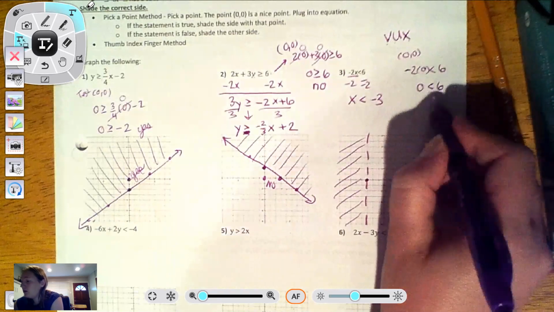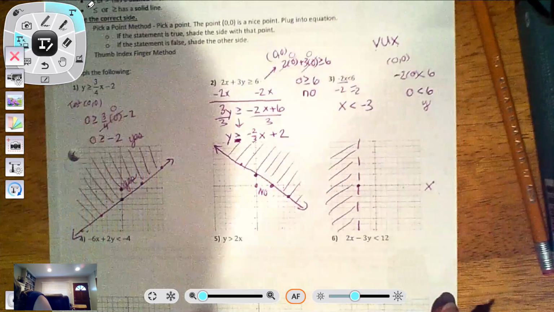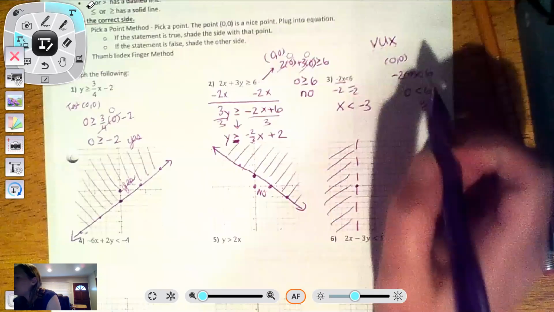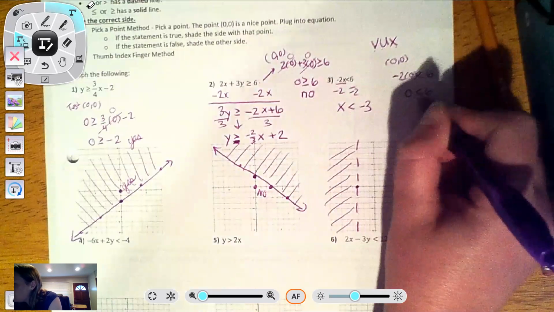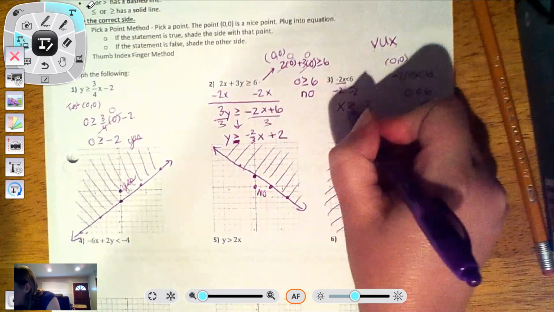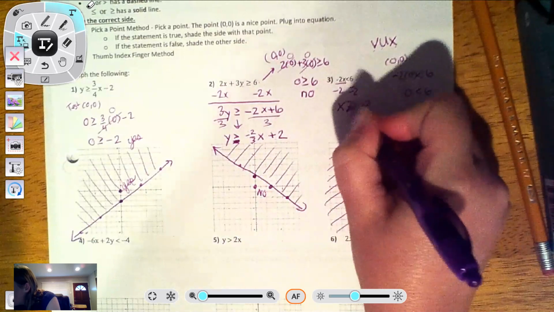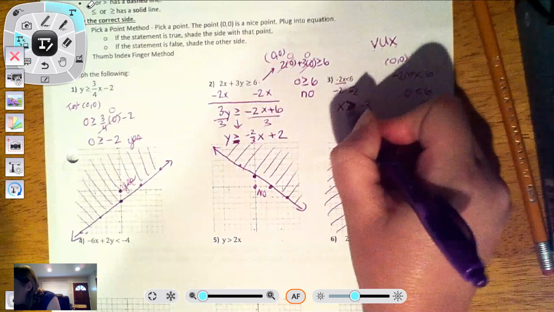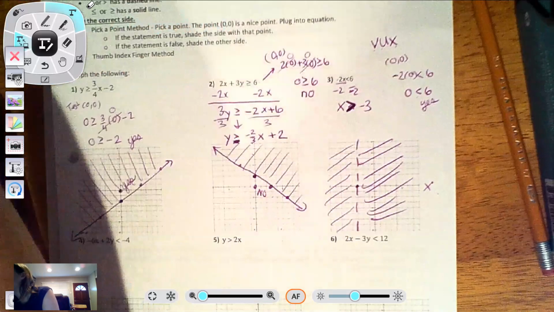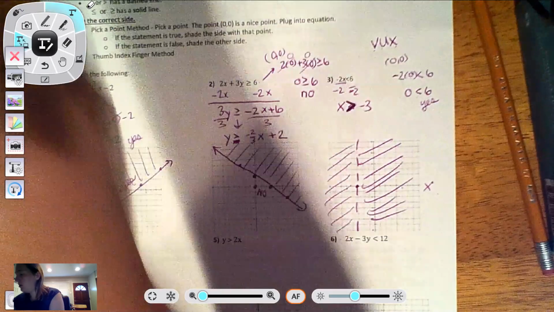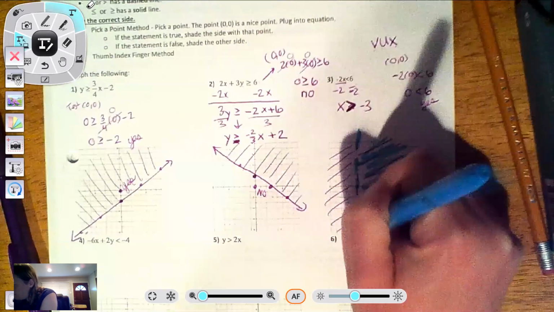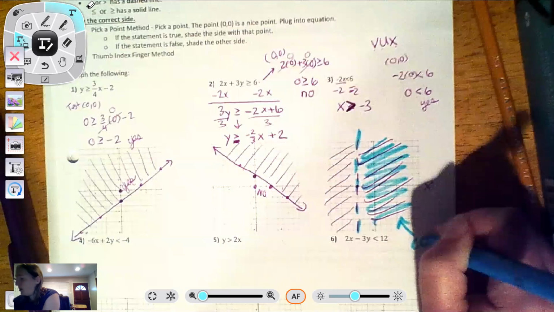Yes. Wait a second. Hold on. I have made a mistake. I didn't even notice it. Sorry. Is 0 less than 6? Would it actually be a yes? I should have shaded this side. And my mistake was I did not switch the inequality sign. I was thinking it and didn't do it. Because I divided by a negative, I need to switch that inequality. So I actually wanted it to be greater. The blue part's correct.